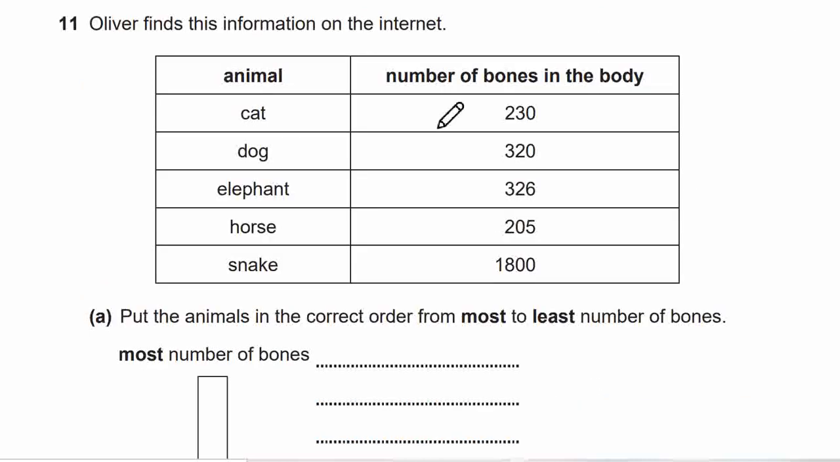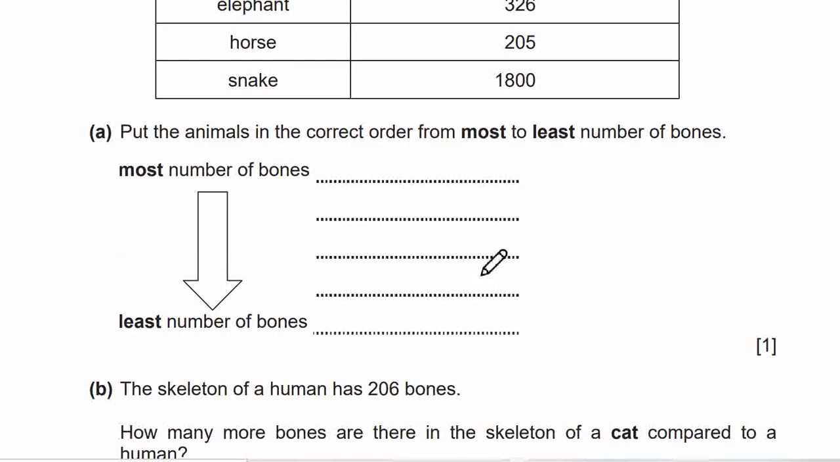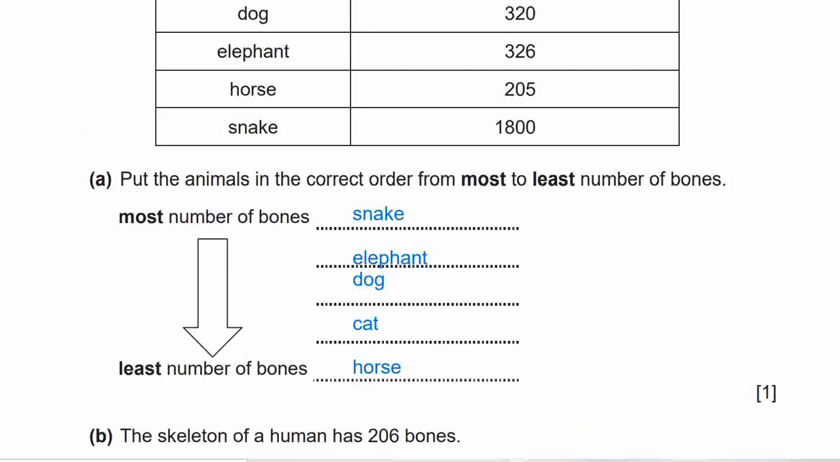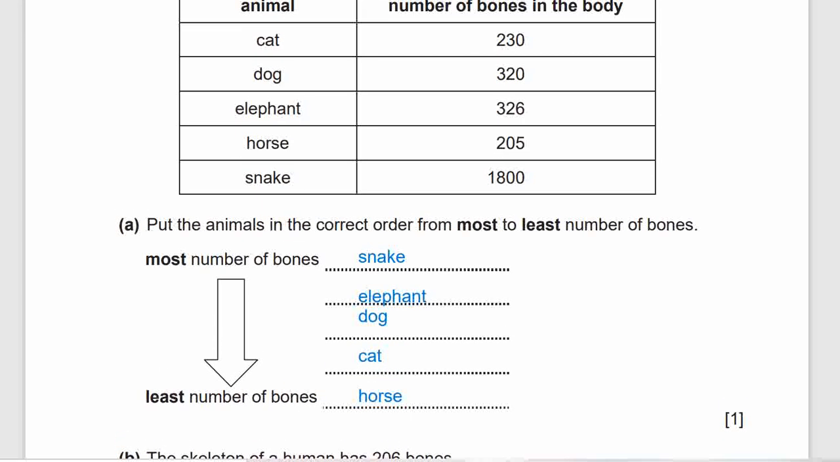Now this is question 11. Oliver finds this information on the internet. Animal: cat, dog, elephant, or snake. Number of bones in the body: 230, 320, 326, 205, 1800. Snake has the greatest number of bones. Put the animals in correct order from most to least number of bones. So if we arrange this, we'll get snake has the most, followed by elephant, and then dog and cat. After that will be horse, least.